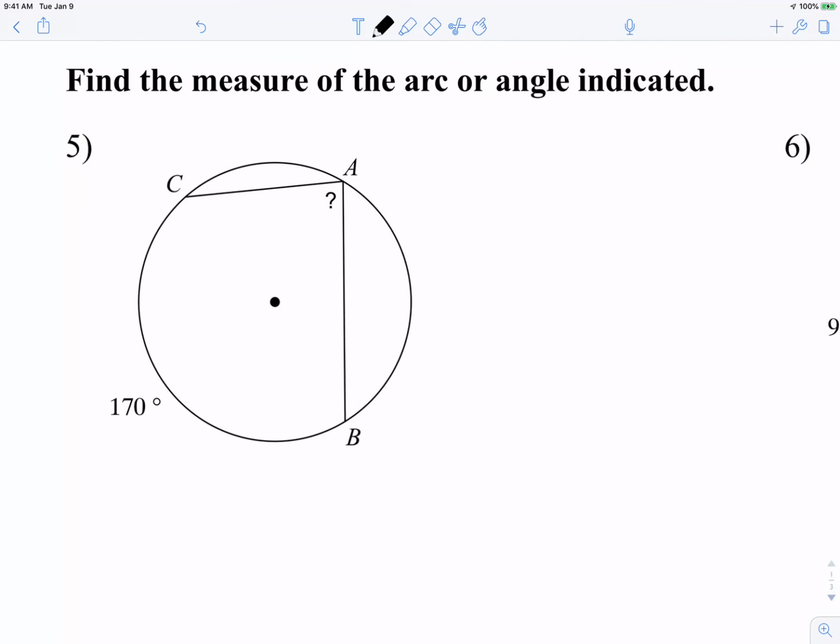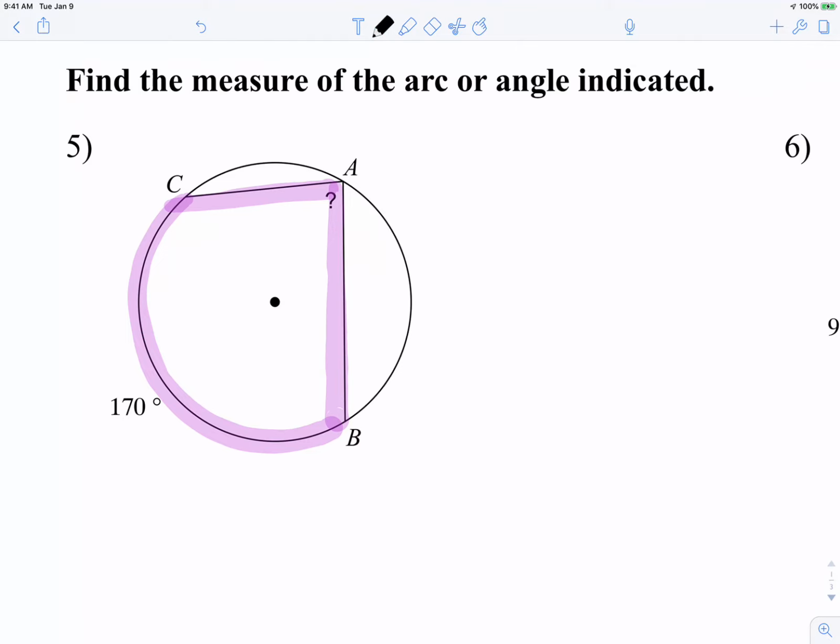I want to find the measure of the angle or the arc indicated. So in this case, we're looking for the measure of angle CAB. That's where the question mark is, and that's an inscribed angle. So if I were to cut out that inscribed angle, it would come with this arc. That is the intercepted arc for that angle.